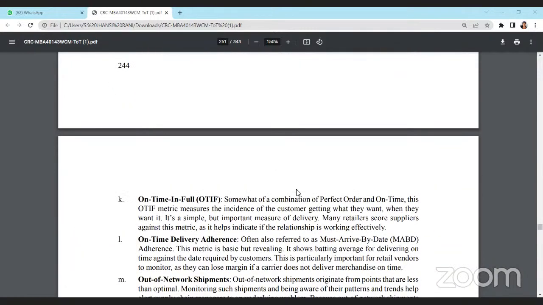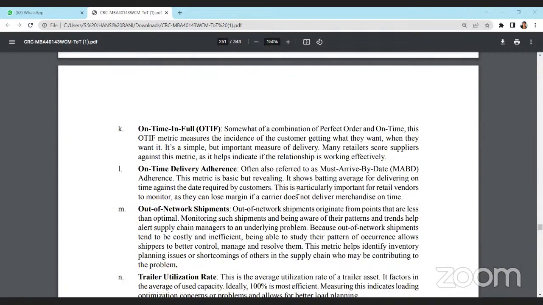Next one is on time in full, which means somewhat a combination of perfect order and on time. And this OTIF means on time in full. It will measure the incidence of the customer getting what they want and when they want it. And it is also a simple but important measure of delivery. Many retailers score suppliers against this metric as it helps indicate the relationship is working effectively.